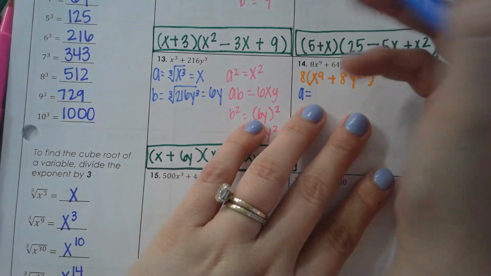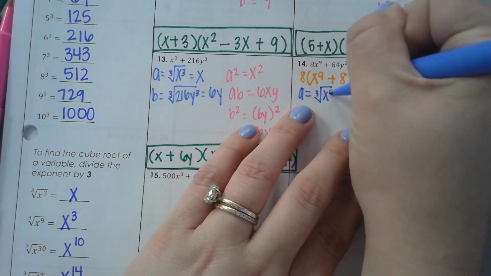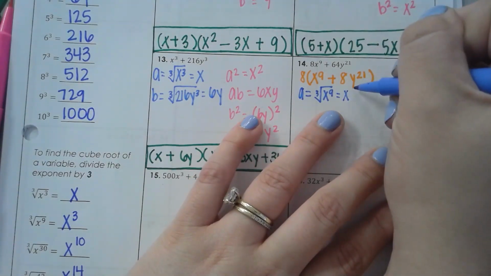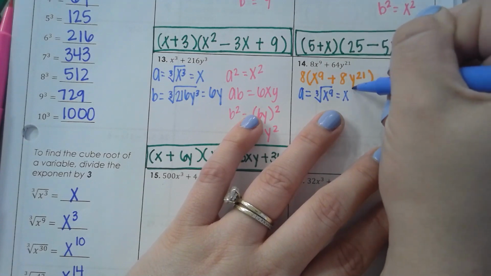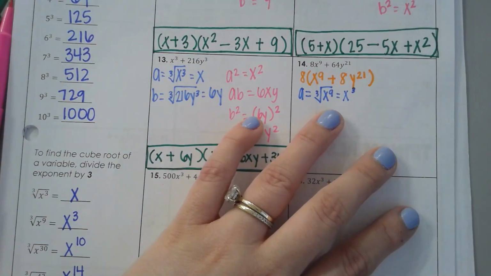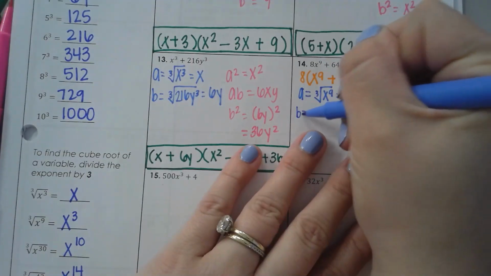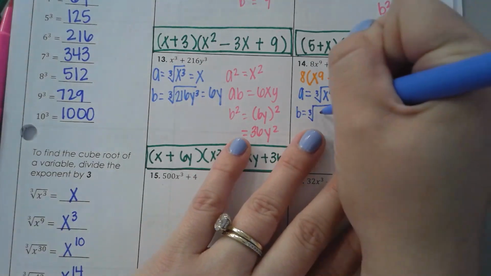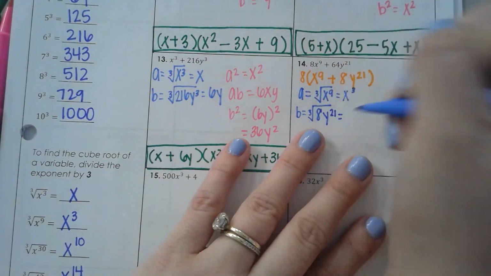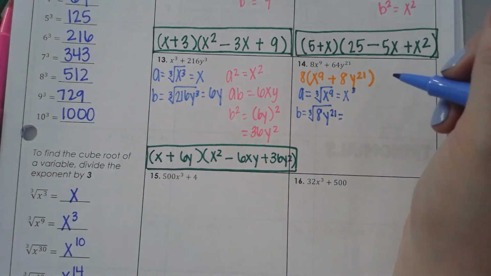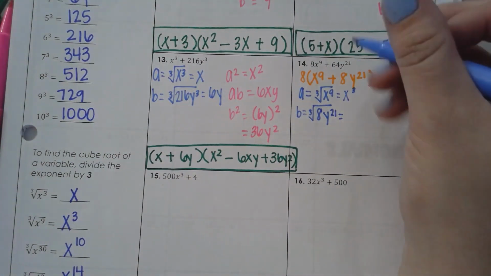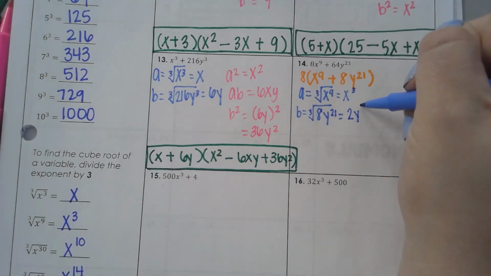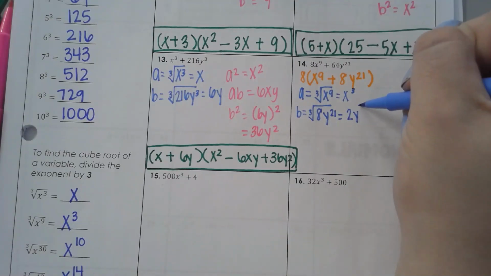So my A is the cube root of x to the 9th, which is x to what power? The third, yeah, because you divide by 3. B is going to be the cube root of 8y to the 21st. What's the cube root of 8? 2. And then y to the 7th. Good.